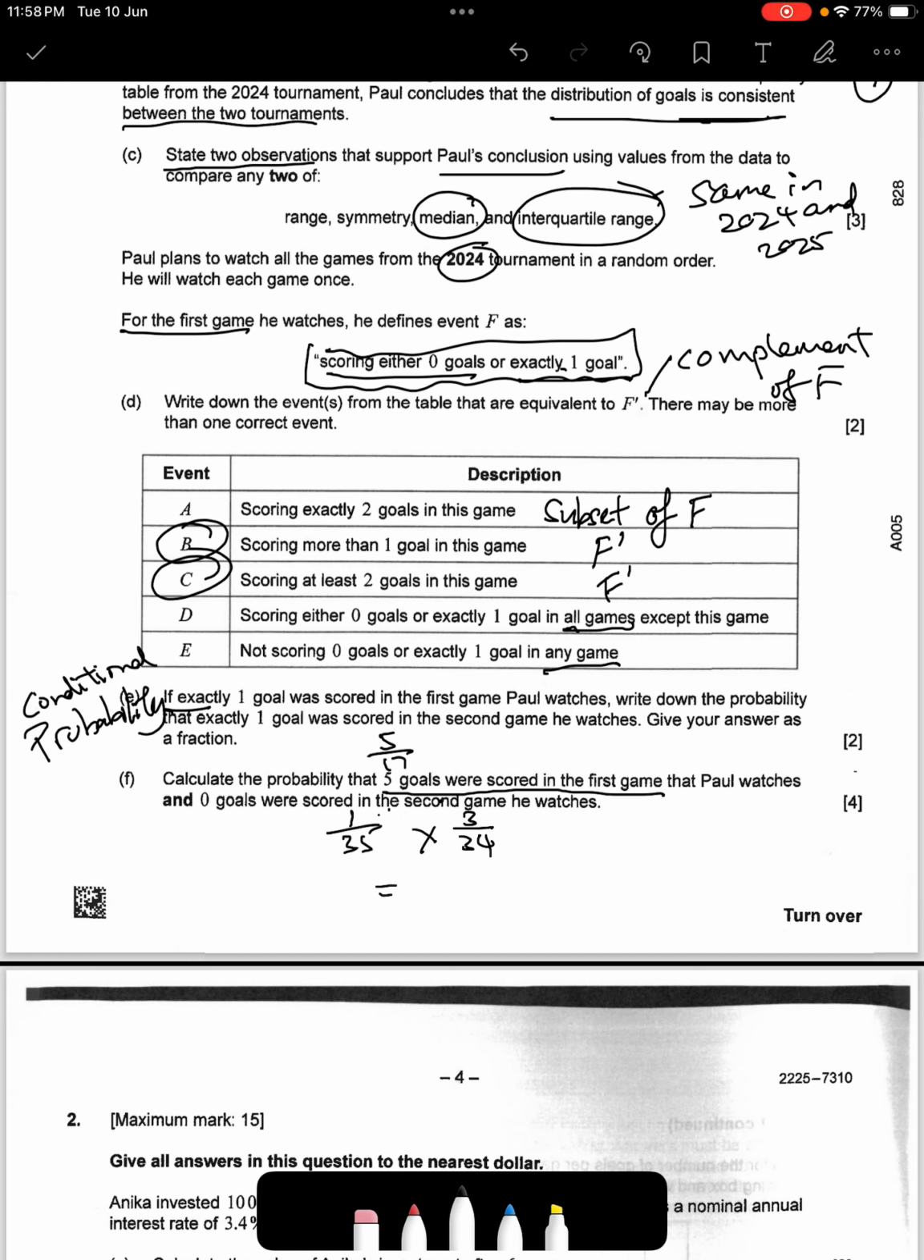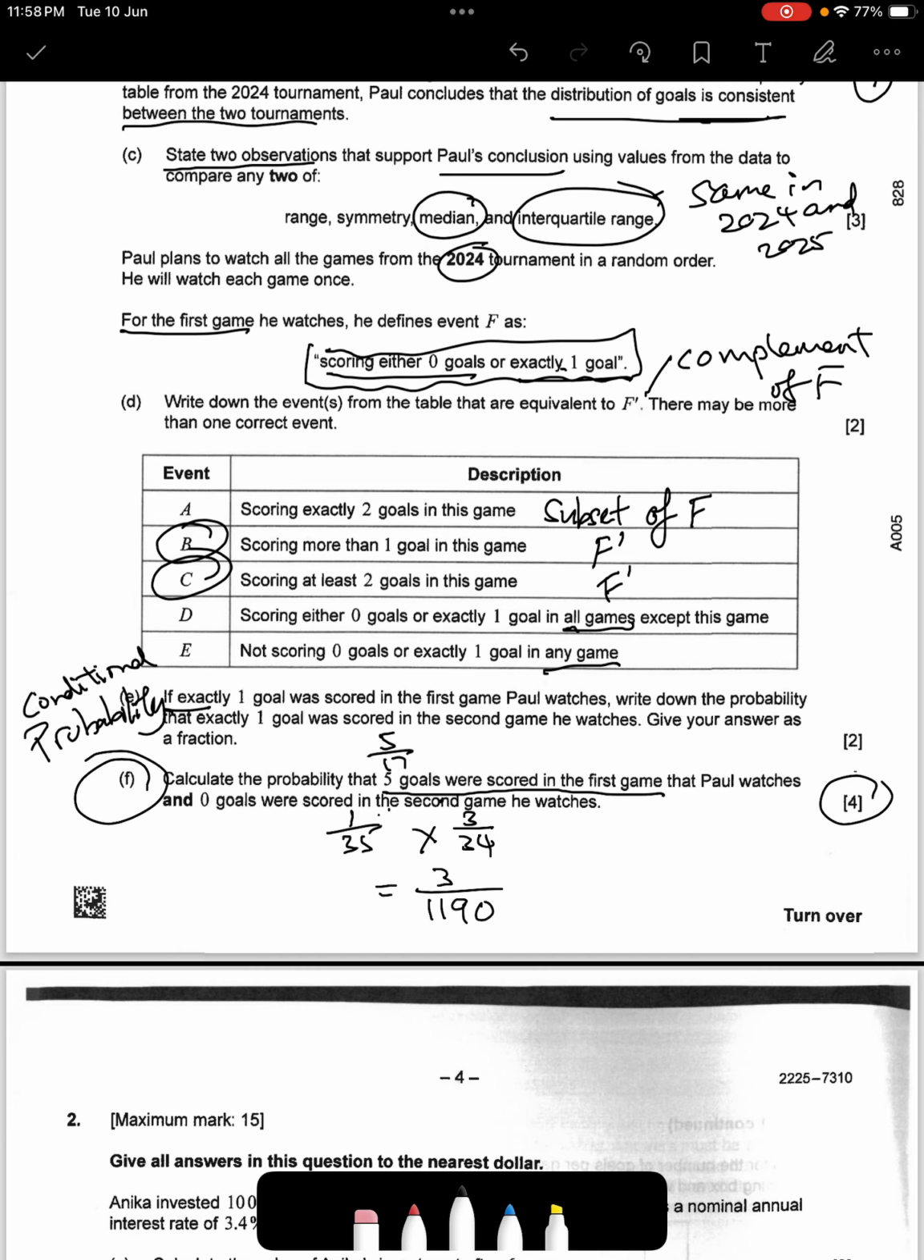So if you simply multiply the two probabilities together, you should be getting 3 over 35 times 34. That is 3/1,190. Okay, so that would be part F in this case, which is a 4 marks question.